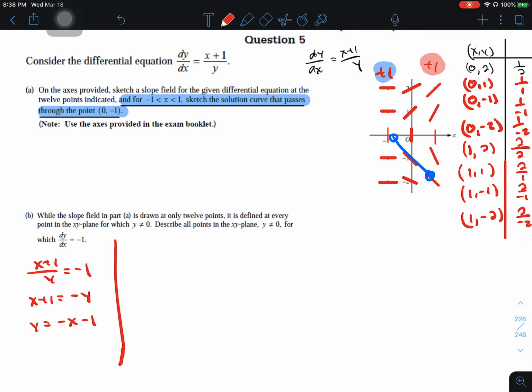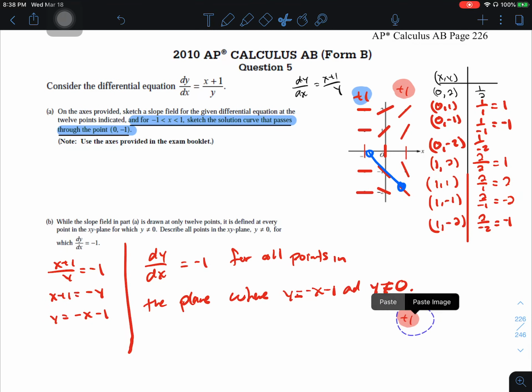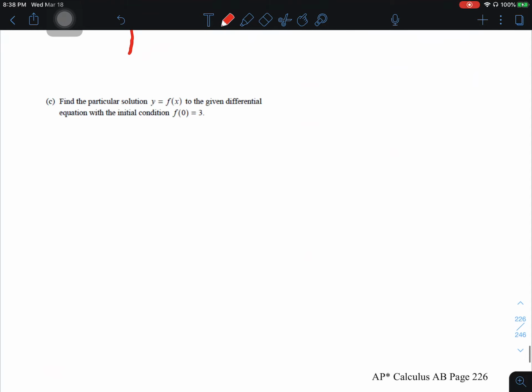So let me write that down. dy over dx equals -1 for all points in the plane where y equals -x minus 1 and y doesn't equal 0. You get 1 point for saying that. This work that I did over here was just for me to get to the point where saying y equals -x minus 1.